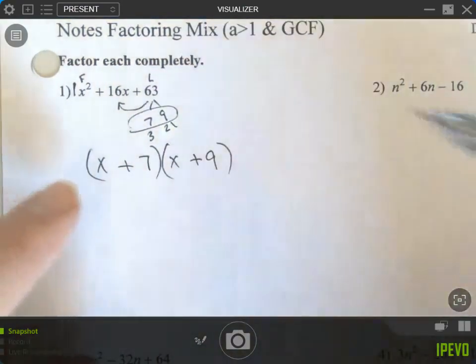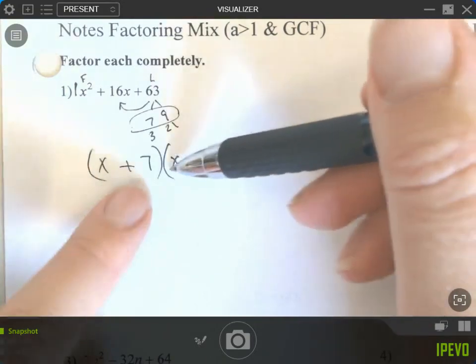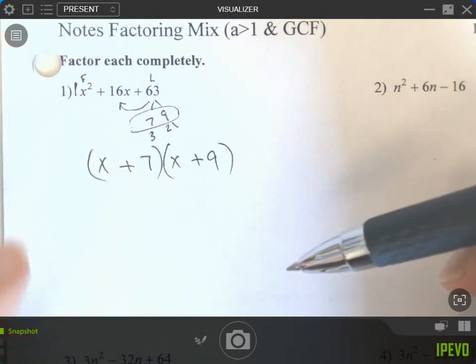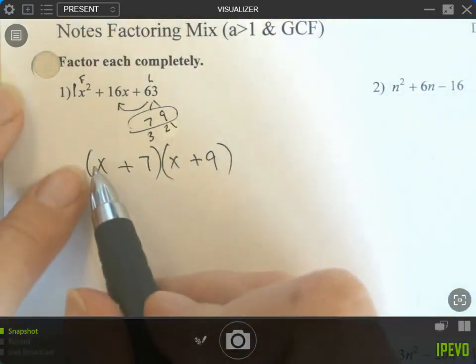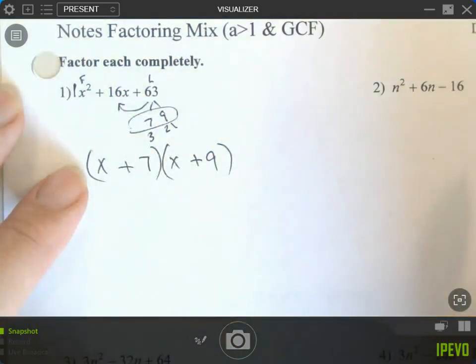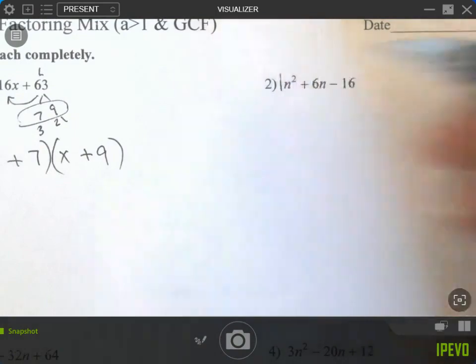So whenever I think about this, first, x squared. Outside 9x plus inside 7x adds up to 16. And last, there's my 63. For some of you, we've been talking about putting it in the calculator where you would take the 1 times 9 plus 1 times 7 and see that it adds up. Okay, number 2, not bad, again, because A is 1.